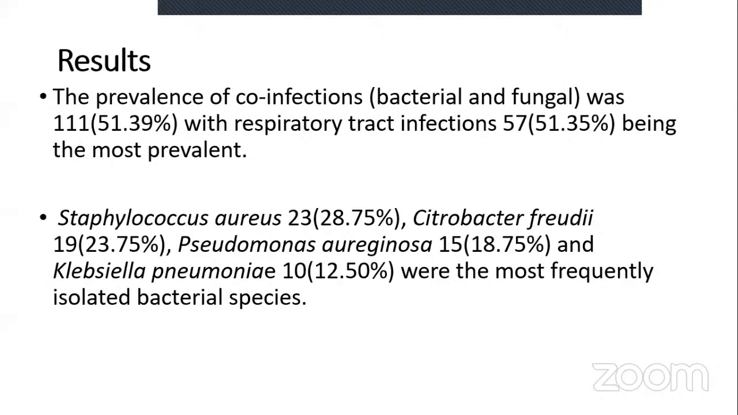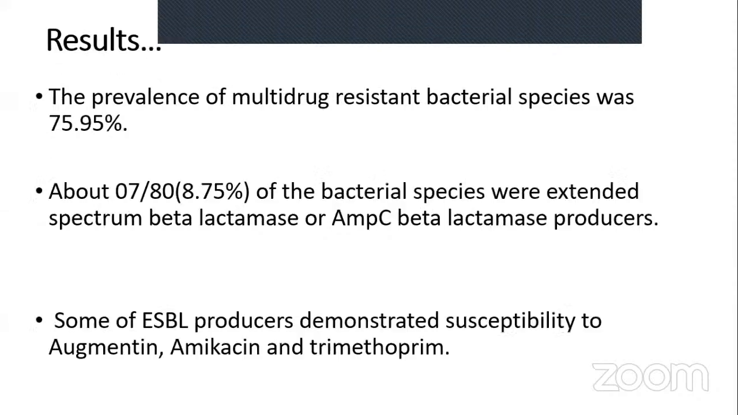Concerning the co-infections, the prevalence of co-infections was 51.39%, and respiratory tract infection was the most prevalent. Among the organisms, Staph aureus, Citrobacter freundii, Pseudomonas aeruginosa, and Klebsiella pneumoniae were the most frequently isolated bacterial species among these patients. Also, concerning drug resistance, we had a high prevalence of multi-drug resistant bacterial species, which was 75.95%.